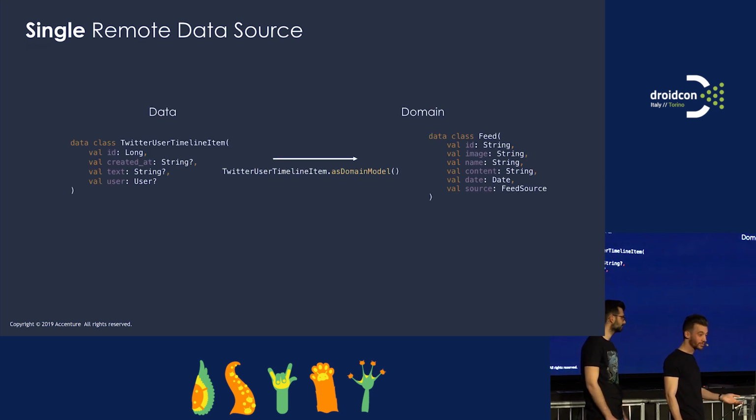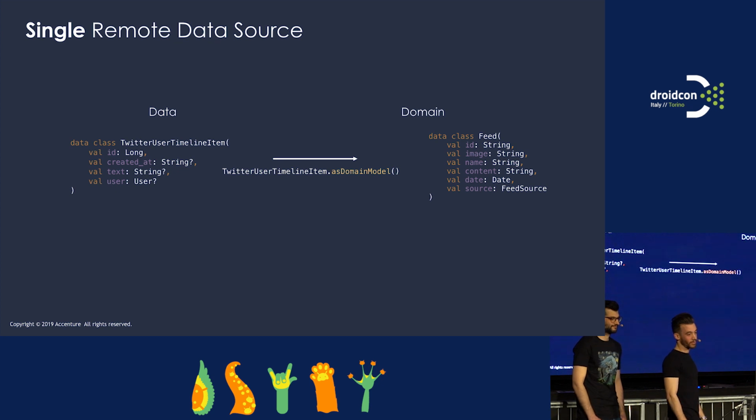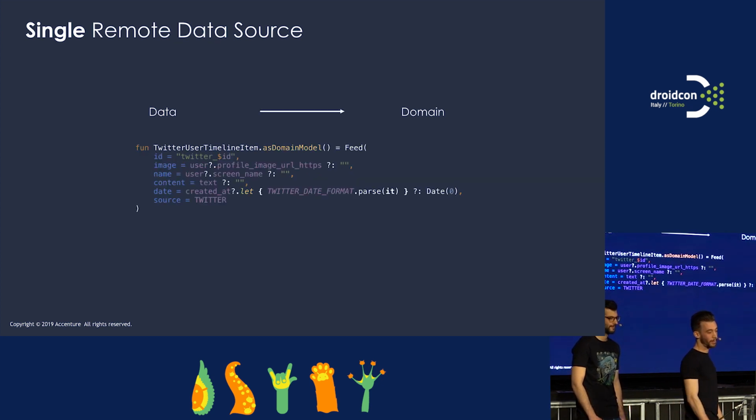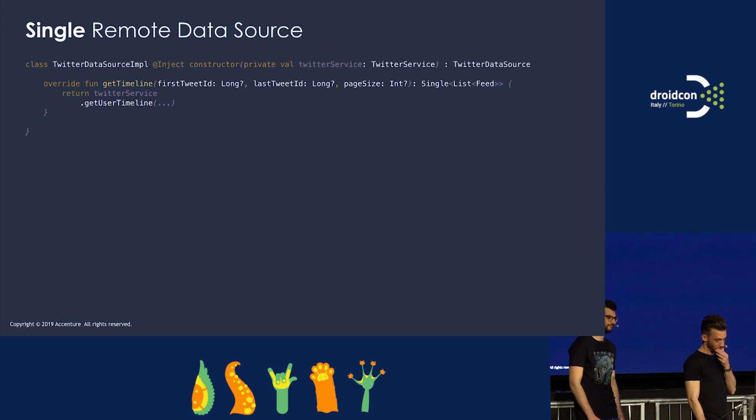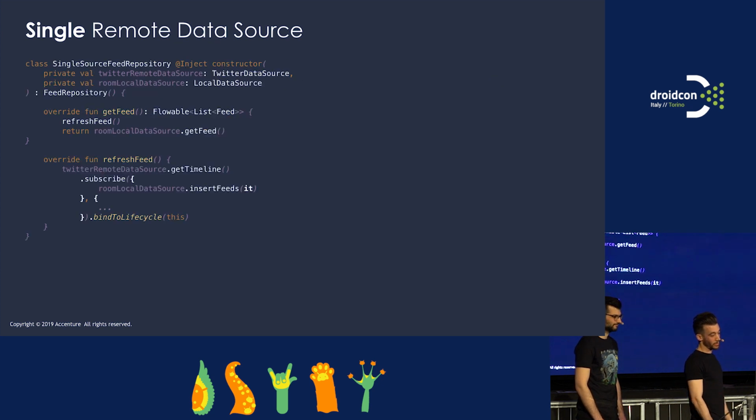So how do we convert the data model into the domain one? We use mappers, of course. So here, as you can see, we decided to implement a mapper as an extension function. We are doing it as an extension function on our data model. So now we have our mapper. We can easily convert the data model into the domain one using our mapper. And we use, of course, the map operator on the list. Great. So now we have our data source.